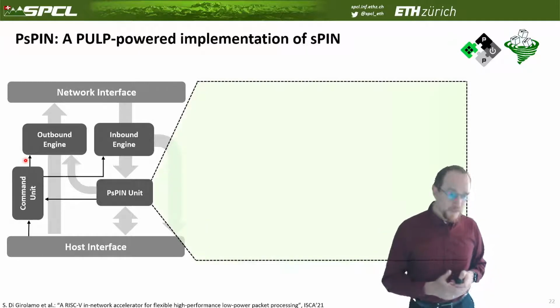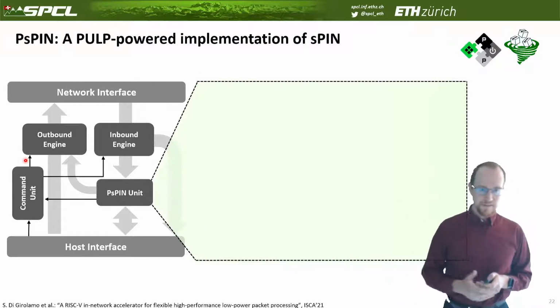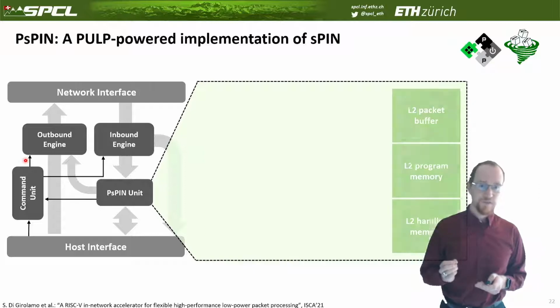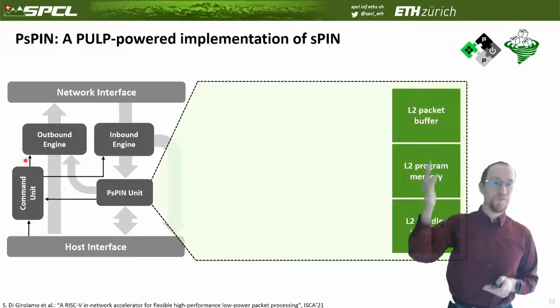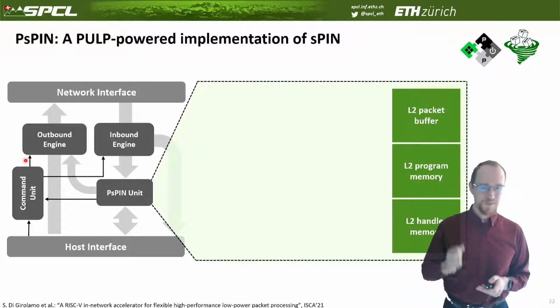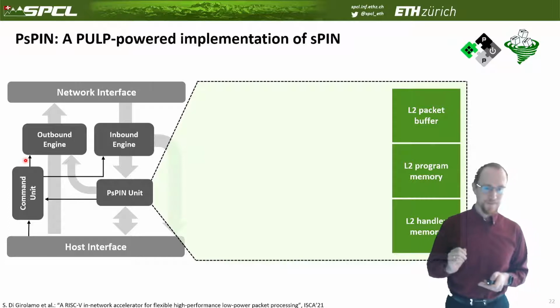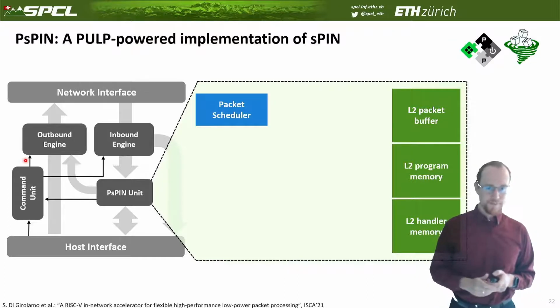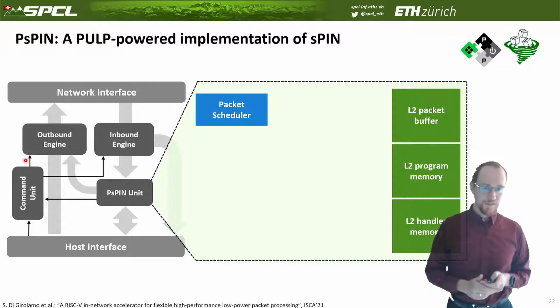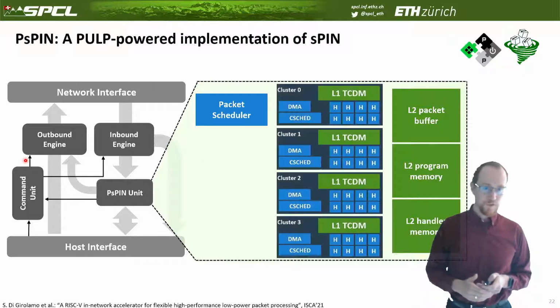So let me look a little bit more in detail at the structure of this PSPIN unit. What we have is, of course, memories. Most of the chip space, most of the space we invest, is into memory. We have L2 packet buffers, program memory, and handler memory. I'll talk about that in a bit. We have a hardware packet scheduler in the device, because in software that was too slow, and we have 4 clusters in our prototype device.